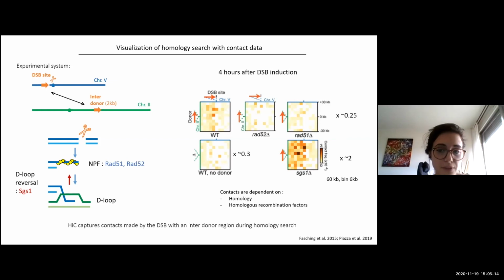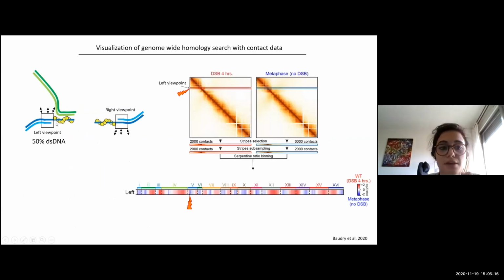Now, can we detect contacts genome-wide? Because Hi-C technology can only detect contacts between double-stranded DNA, we cannot directly look at the nucleoprotein filament. So we decided to focus our attention on a region located at 7 kb from the break site, 10 kb long, and being partially resected. So we can either look at the left or the right of the break. For example, we can look at the break at the left viewpoint.